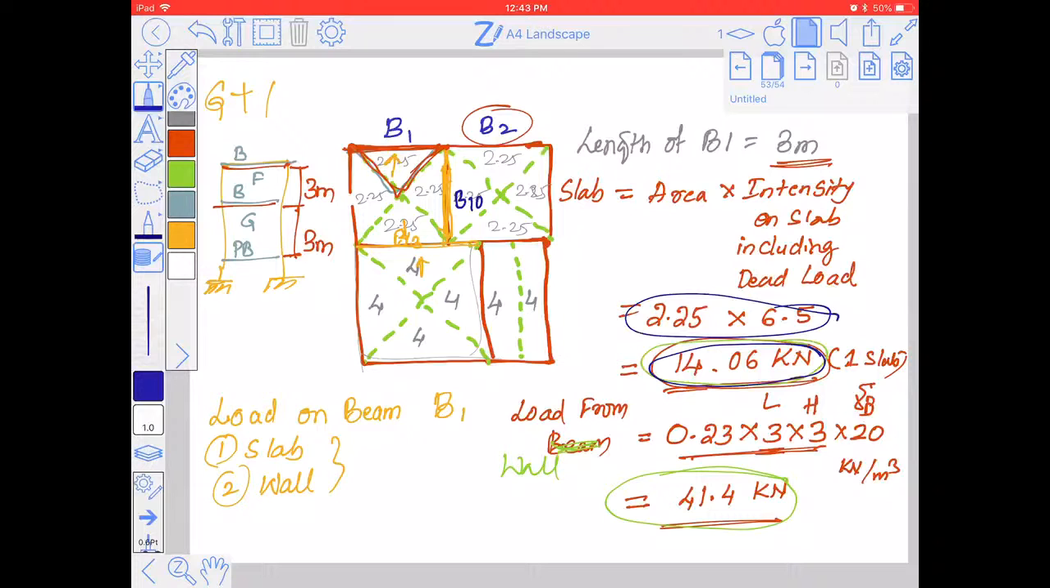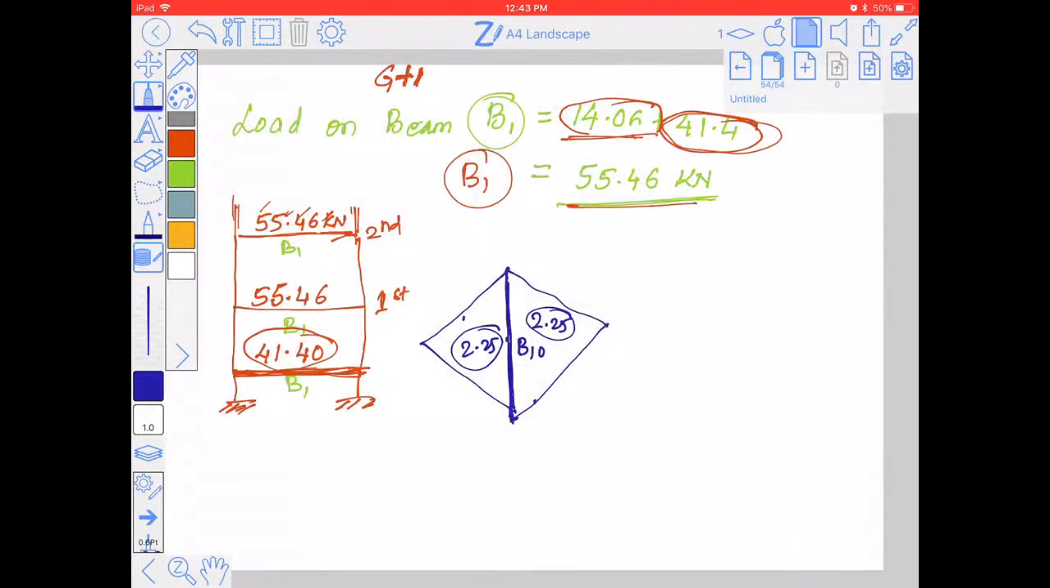The load on the slab is 14.06, so it will be around how much? Obviously 2.25, it is 4.5 square meter. So I'll write 4.5 square meter into an intensity of 6.5. How much is it? 28.12 kilonewton. Please check it once. Exactly, 2.25 into 6.5 into 2, so it is around 28.12.